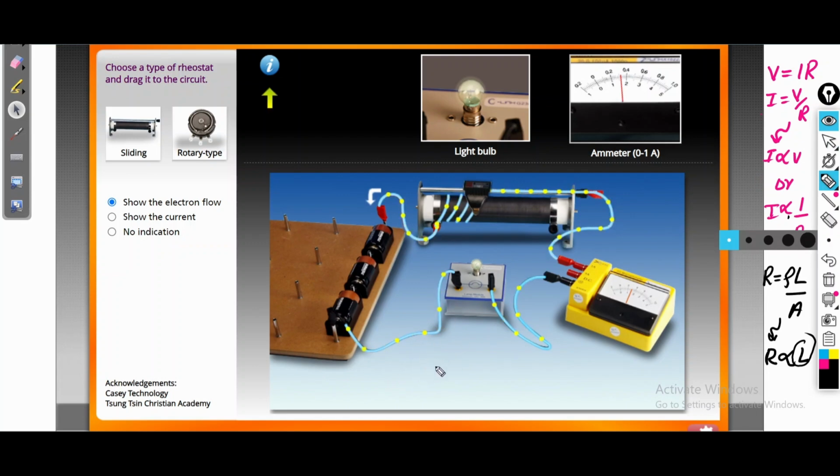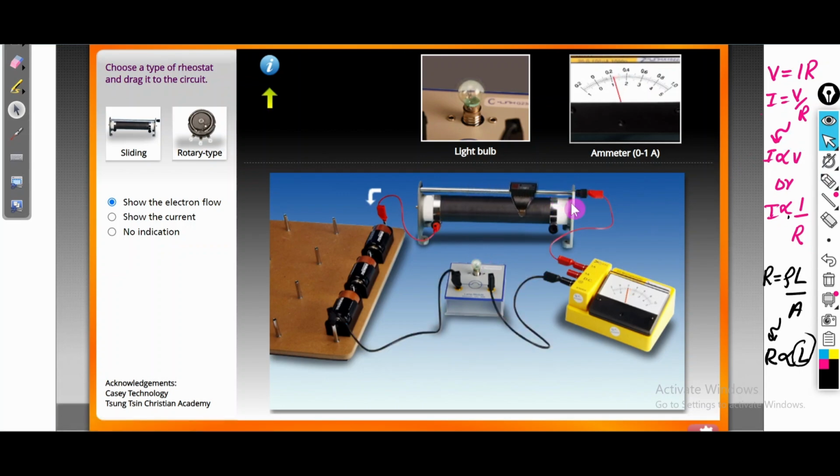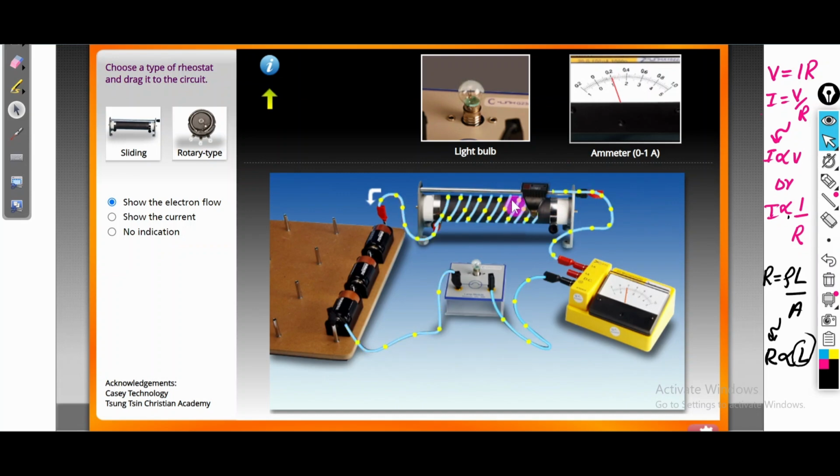Here what I am going to say is that if I move this contact from this side toward this side, the current will pass through this extra wire. In other words, we can say that the length of the wire will increase. So in this first case, the length of the wire is increased.